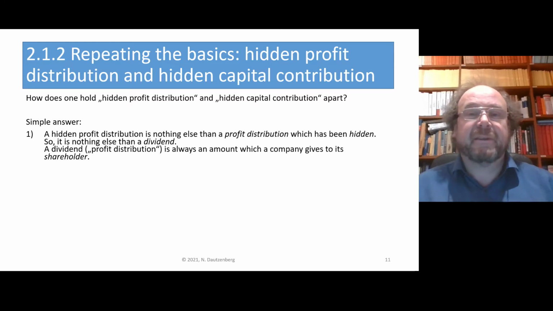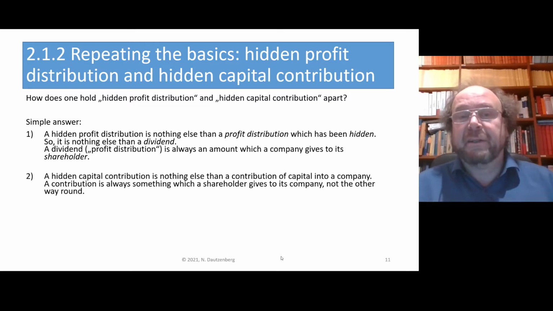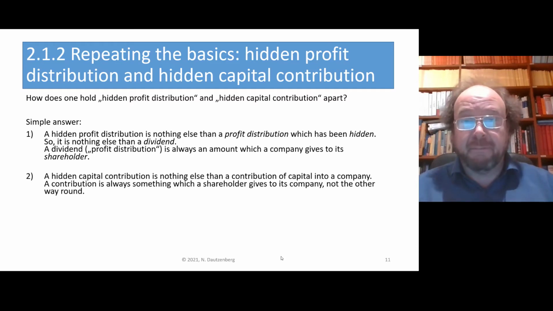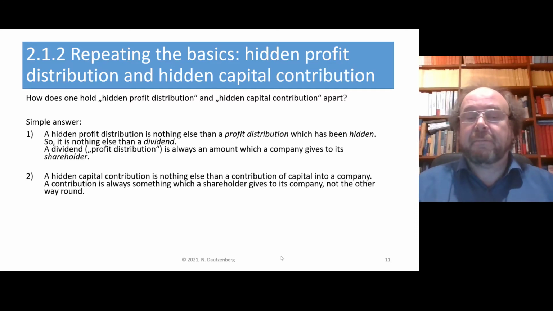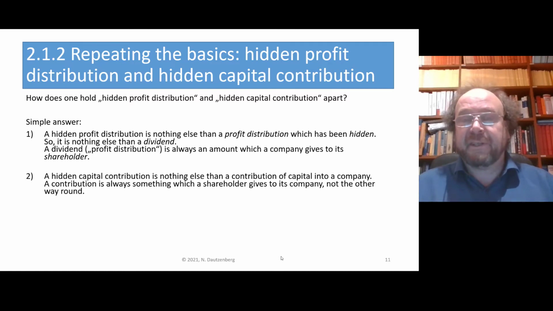And the only thing is they do it undercover, and so it's called a hidden profit distribution. Now, a hidden capital contribution is nothing else than a contribution which has not kept the official formalities, so it has been hidden in one form or another, undercover, in the form of a contract. And a contribution is something which a shareholder gives to the company, not the other way around.